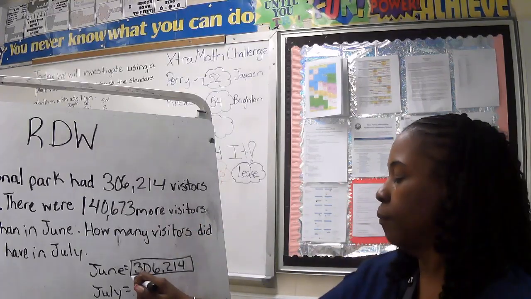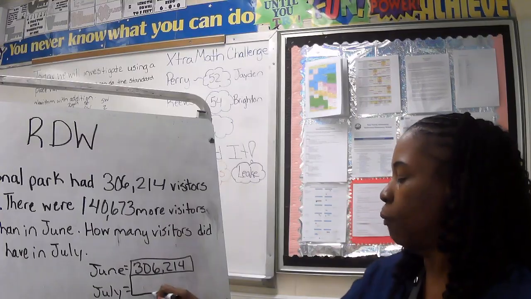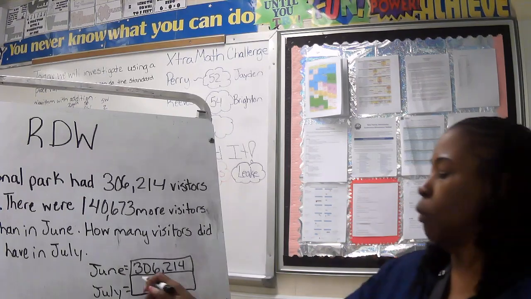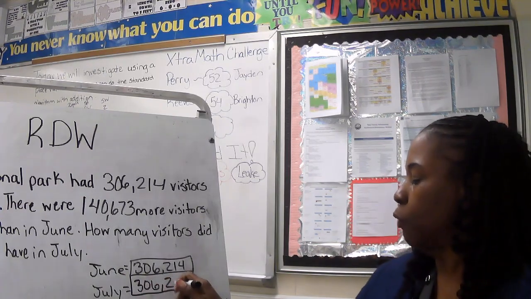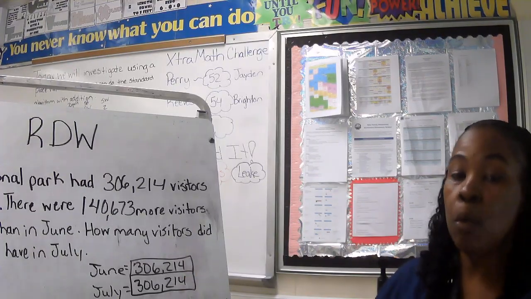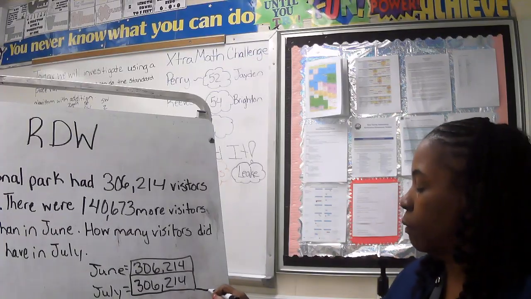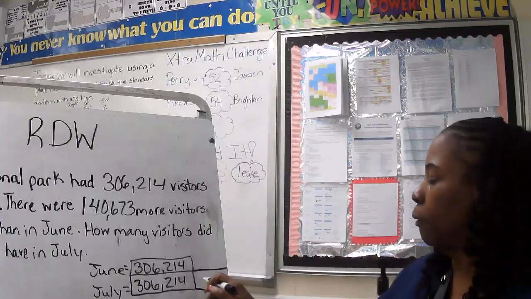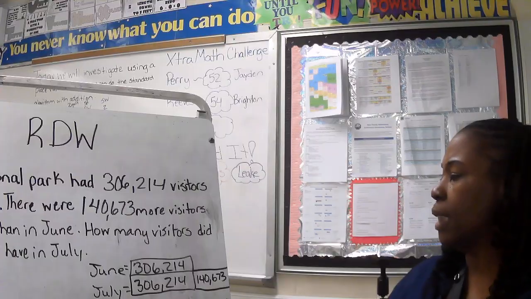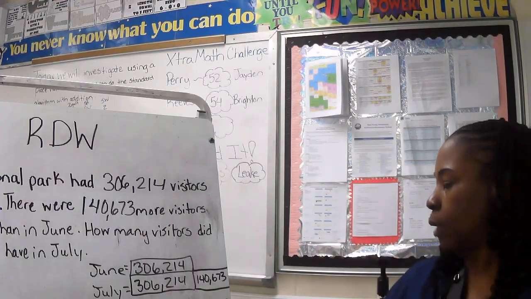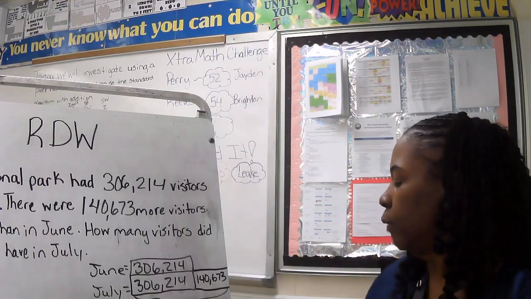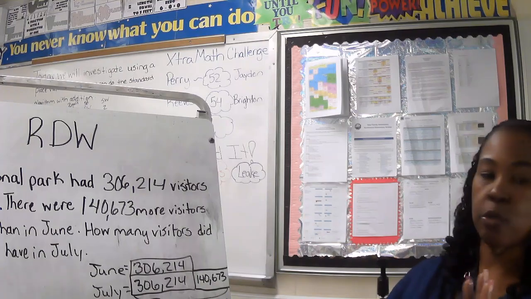So that tells me that July will not just have the same amount as June. Okay? This will represent the 306,214. But it said it was 140,673 more. So I have to add that on here. So I'm going to add on, and I'm going to write here 140,673. And then it says, how many visitors did the park have in July? So that's what we're trying to find out. And so we're going to put A here. That's what we're looking for, just July.